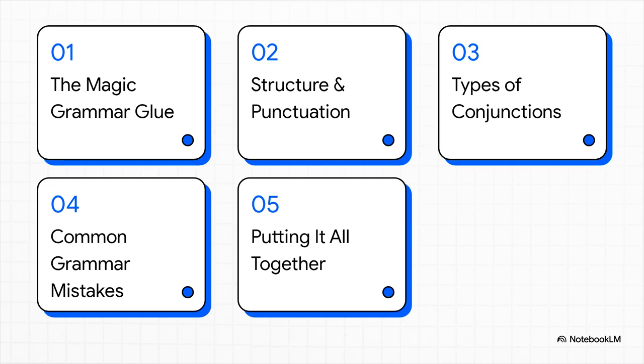Okay, let's take a quick look at our agenda for today. First, we'll meet the magic grammar glue. Then, we'll cover sentence structure and punctuation. After that, we'll explore the different types of subordinating conjunctions, learn how to dodge some common grammar mistakes, and finally, we'll put it all together.